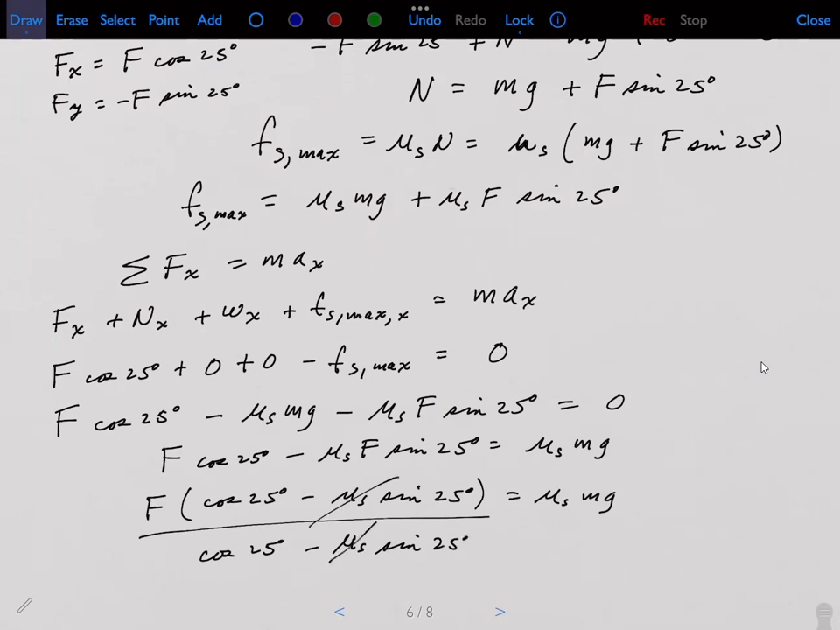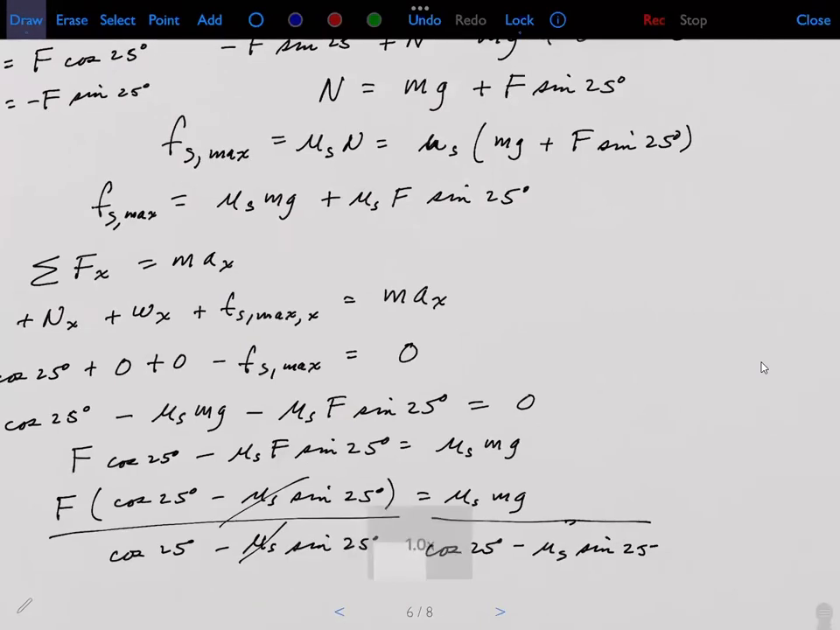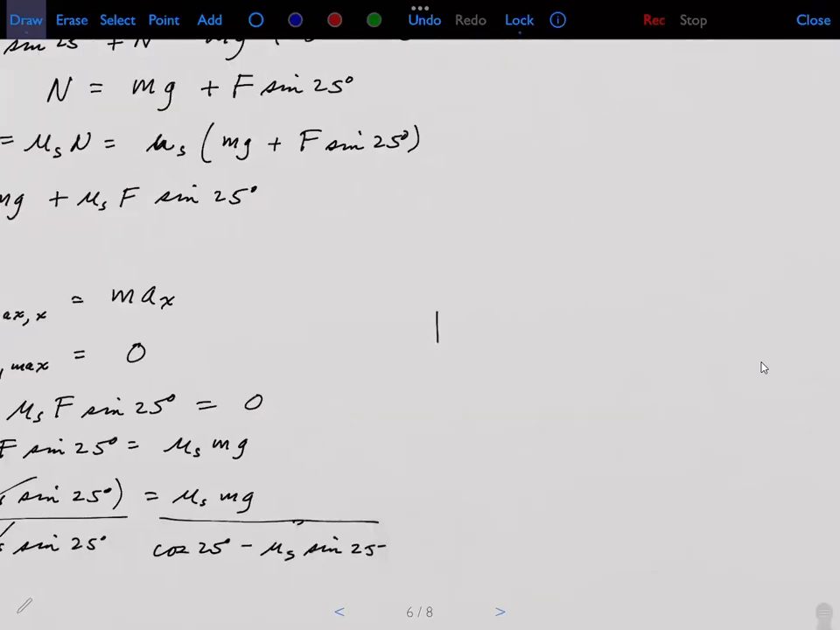Right, that'll cancel, but whatever I do to one side, I better do to the other side. So a little bit of algebra here. This is mu s sine of 25. And then I can plug in. I need a little more room here, so I'm going to do it over here. So I have f is equal to mu s mg over cosine of 25 degrees minus mu s sine of 25.